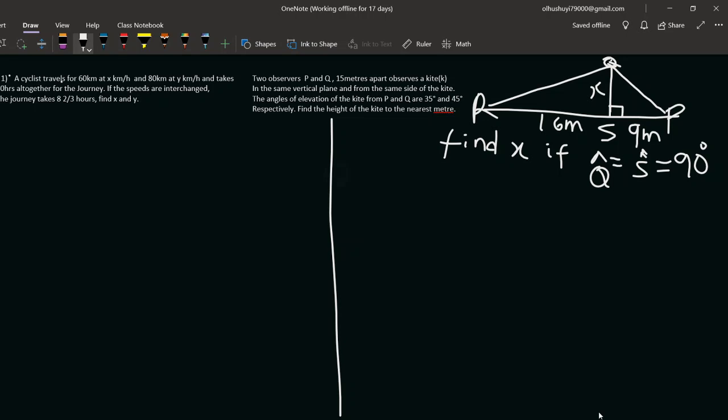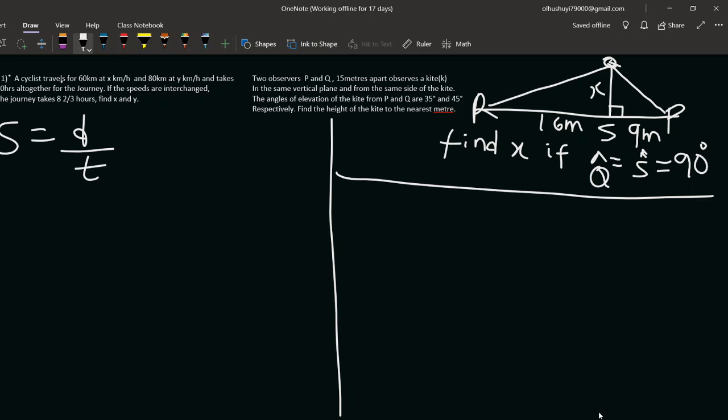First, this is a problem that involves speed, distance, and time. Our speed is equal to distance over time. Since we have been given that a cyclist travels 60 kilometers, the distance there is d1. So we have two things here: s1, d1, t1, and we also have s2 equal to d2 over t2.